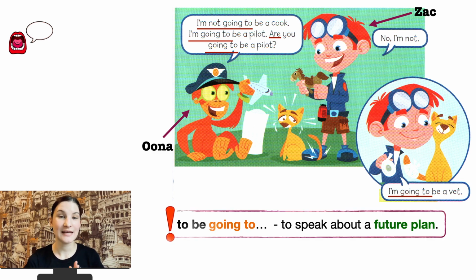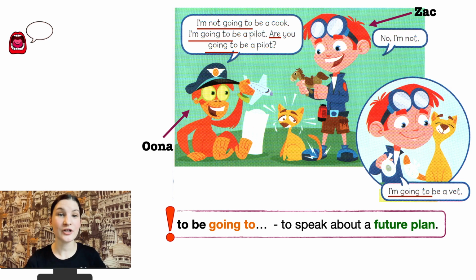In Russian, it can be translated as «Я собираюсь». For example, I am going to be a pilot. «Я собираюсь стать пилотом». Look at the verb to be. It has 3 forms. Let's try to remember them. Am, is and are. Today we are going to speak about ourselves.